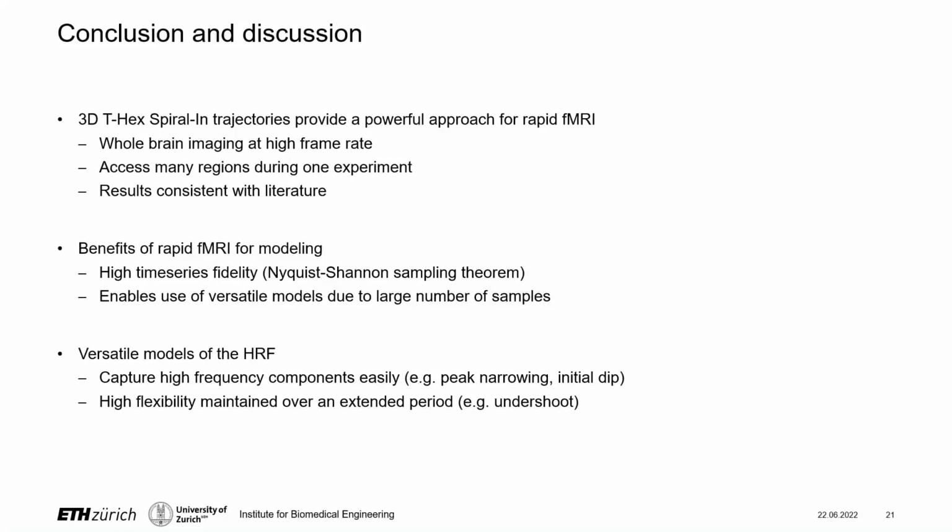At the moment, I think our results are consistent with what is known from the literature, that the HRF varies between brain regions. What I do think is a big benefit is this high time series fidelity. As we saw at the start, the HRF shows stronger differences from the canonical model at high frequencies, and those are easily accessible with a high sampling rate, and you can also use extremely flexible models, thanks to the large number of samples that we have. And as I said, those models can capture a lot of effects that are around. They're pretty unbiased towards one specific idea of how the HRF looks.